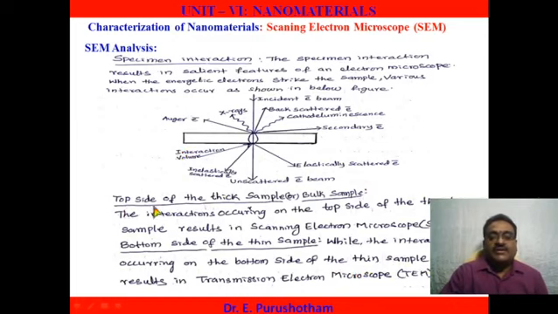So you can observe here, the top side of the thick sample or bulk sample, the interactions occurring on the top side of the thick or bulk sample, results in scanning electron microscope. So what I am saying, the top values, that is, the electron beam is incident and scattered back electrons, these are secondary electrons, these Auger electrons and X-rays. These we can explain using the scanning electron microscope. So these bottom values we can explain using the transmission electron microscope.